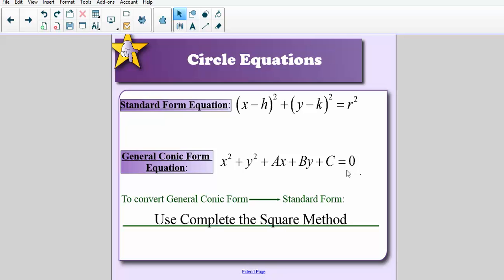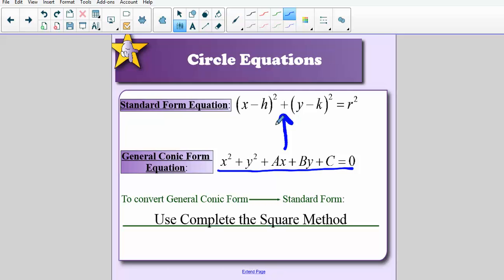Well, this really long, ugly one, general conic form, it's very simple to take this equation and turn it into standard form. So that's what we're going to be doing today. We're going to take this and convert it into our nice, friendly standard form. And we're going to do that through something called completing the square, which is the algebraic method for converting general conic into standard form. Are you ready to try? I am. All right, let's do this.